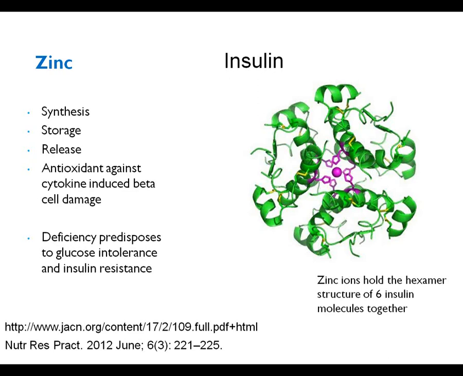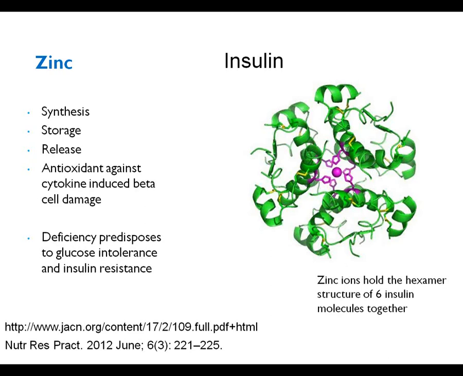So from synthesis, storage, release, even acting in an antioxidant role to inhibit beta cell damage in the pancreas. There's numerous roles where zinc has a place here. But probably one of the most important is if you look at the structure that I've highlighted here on the right side of the slide, what you're seeing in the center, that purple section there, that is actually zinc holding these 6 different structures of insulin together.